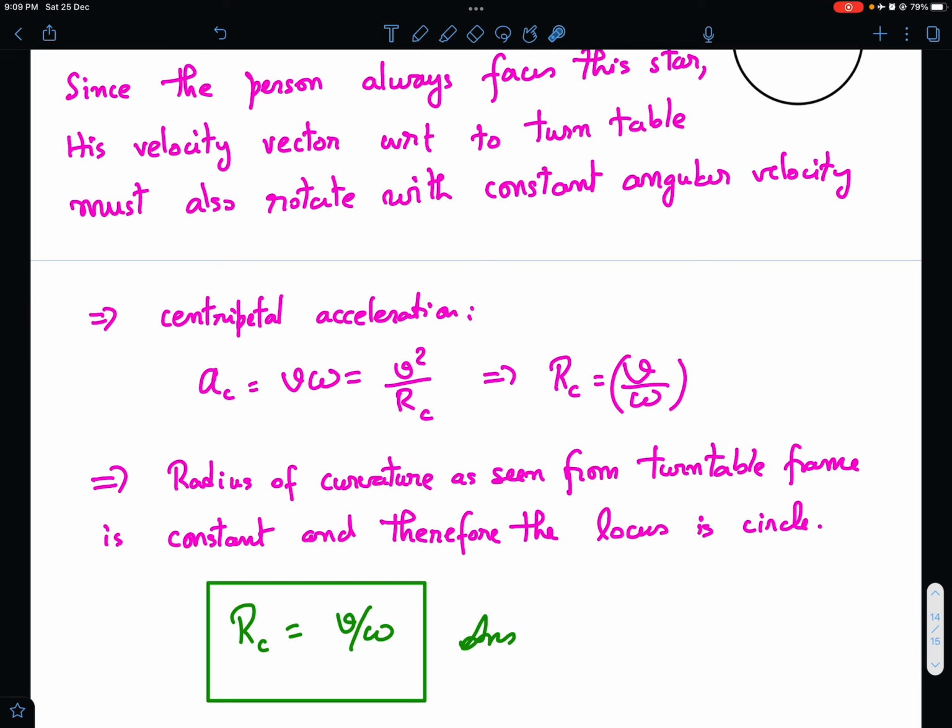And if you want some exercise, you can also try to visualize this motion from the turntable frame and think in terms of forces, what kind of forces will be acting, the pseudo forces and the real forces, and then try to see if you can justify these results from the rotating frame of the turntable also. That will be a very interesting exercise. So this was my analysis for problem 4.5 from David Morin.